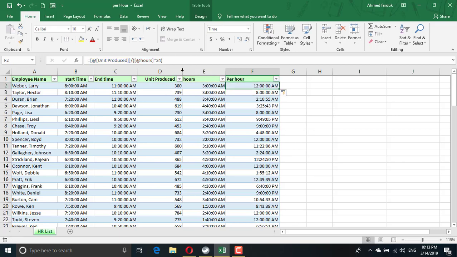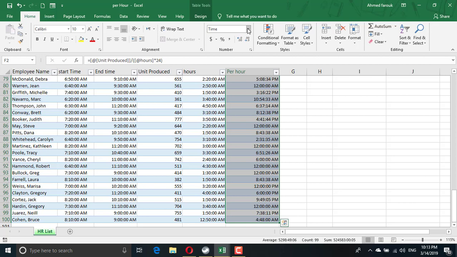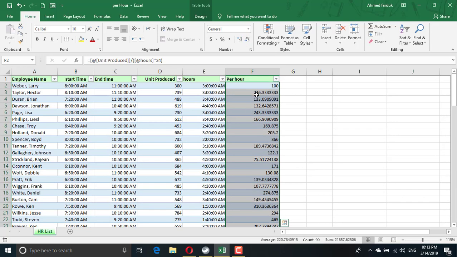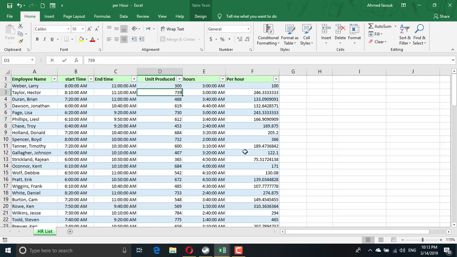Again, because one of the two parameters is a time, this cell is formatted as a time, but I'll select all the cells and reformat them as general, and now I got a correct result. This staff member also works 3 hours. If I change this one to 600, it means he produced 200 in each hour.